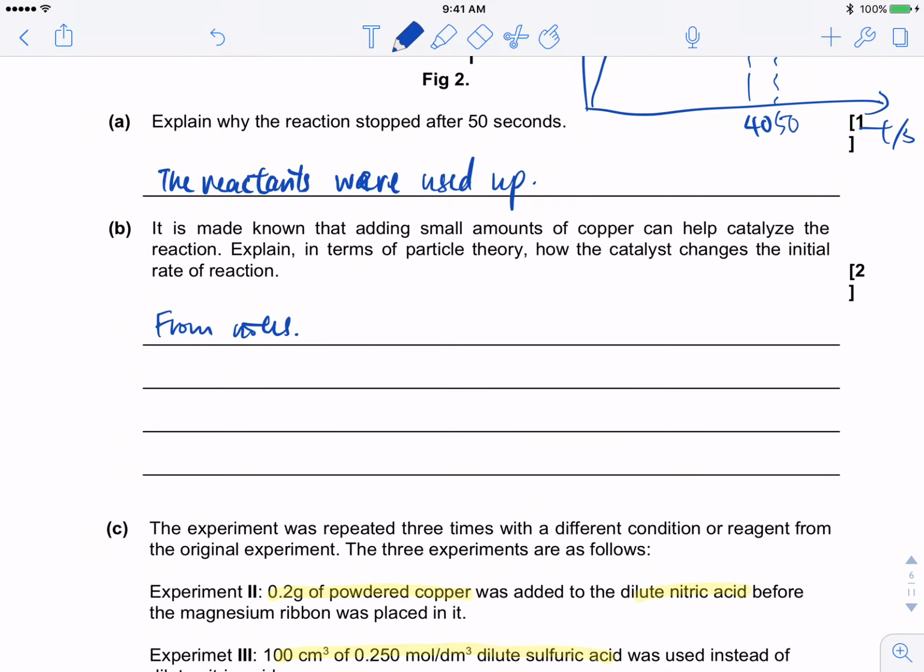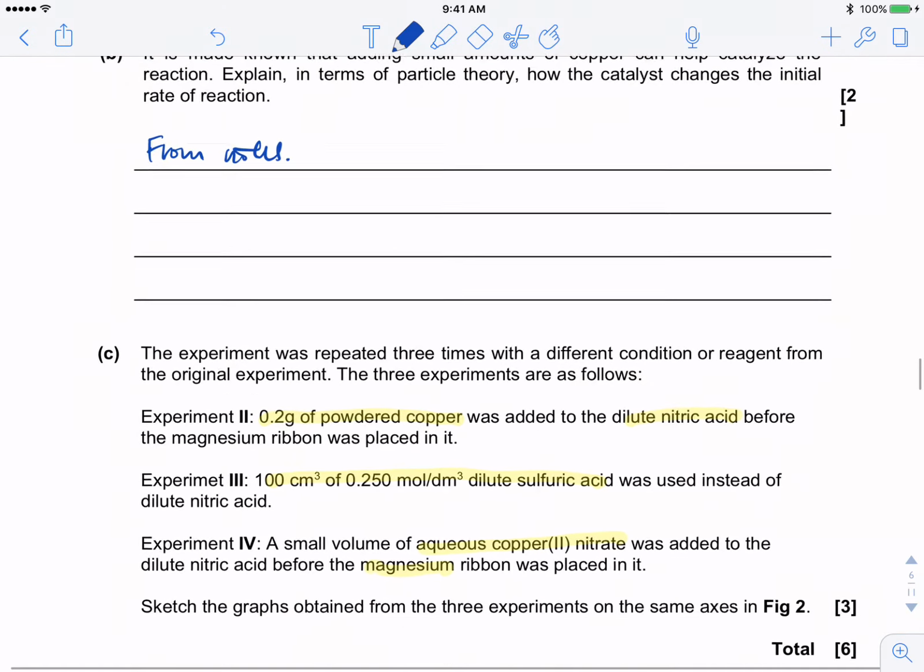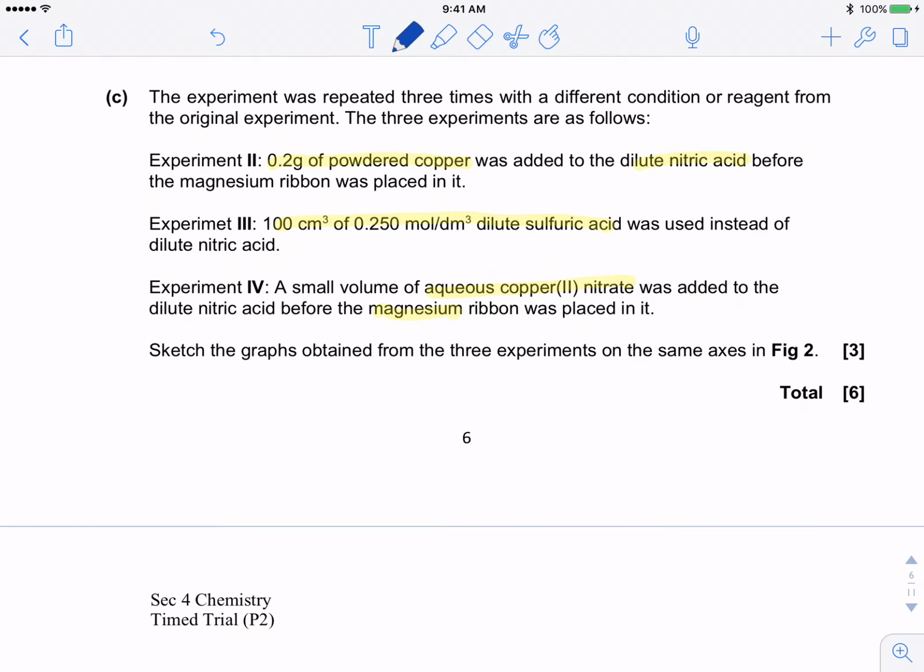Okay, it is known that adding small amounts of copper can help to catalyze the reaction. Explain in terms of particle theory how the catalyst changes the initial rate of reaction. Now this is actually from your notes, so I will not go through. C. I repeat the experiment 3 times with a different condition or reagent from the original experiment. The 3 experiments are as follows.